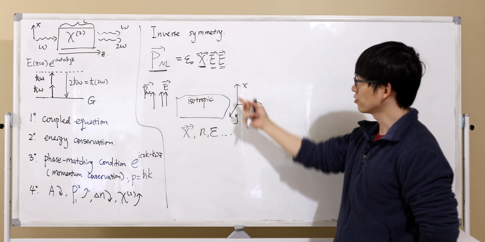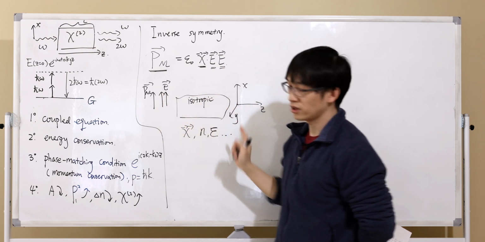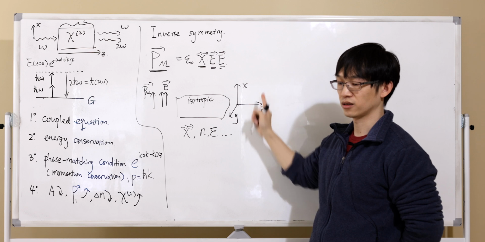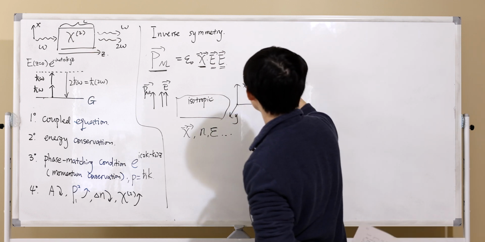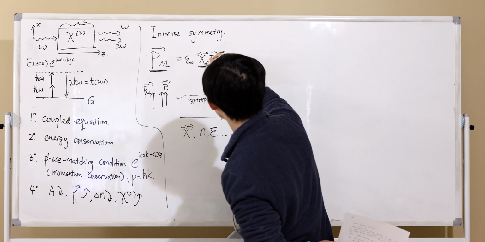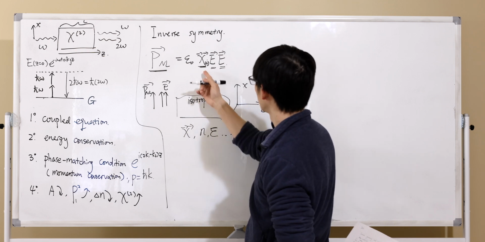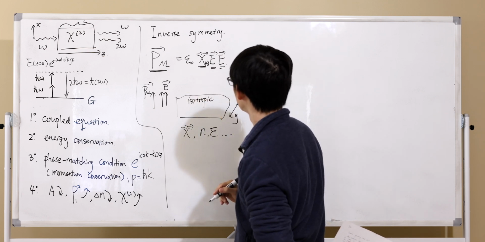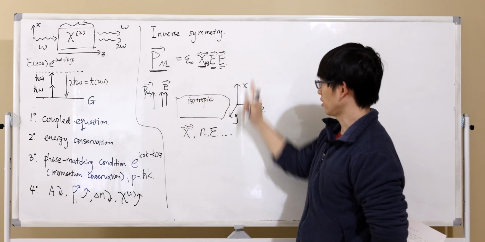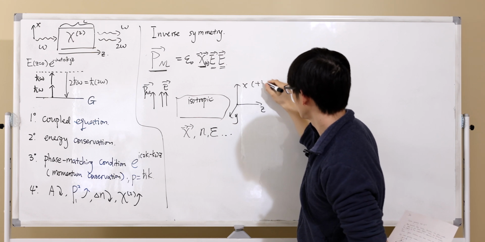Now, in this coordinate, both P and E are pointing towards the positive direction of X. So let's say this is X, and we assign the coefficient plus, meaning that we're using this coordinate. This is a plus coordinate.